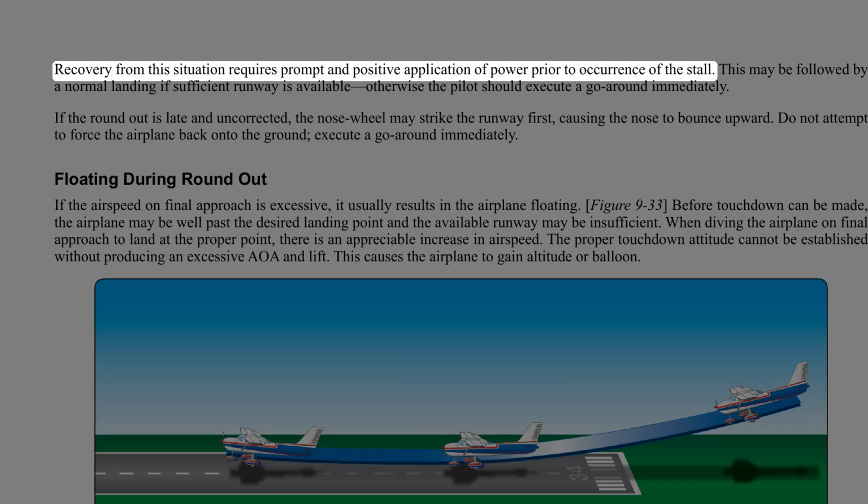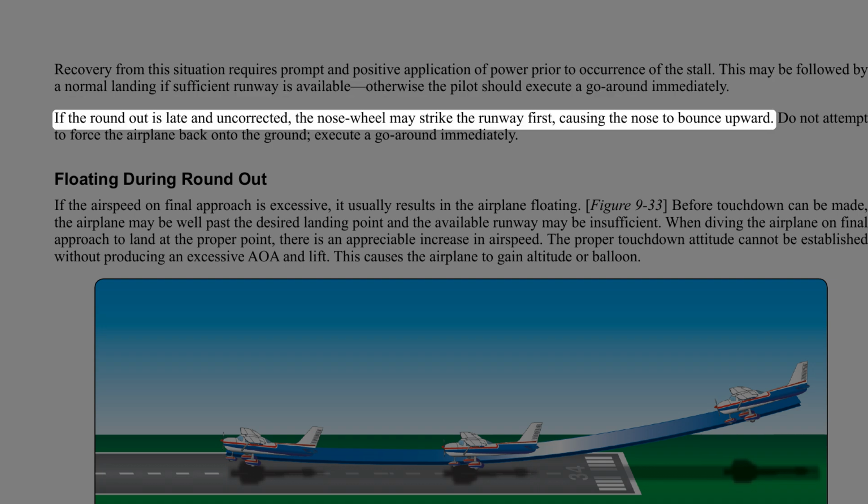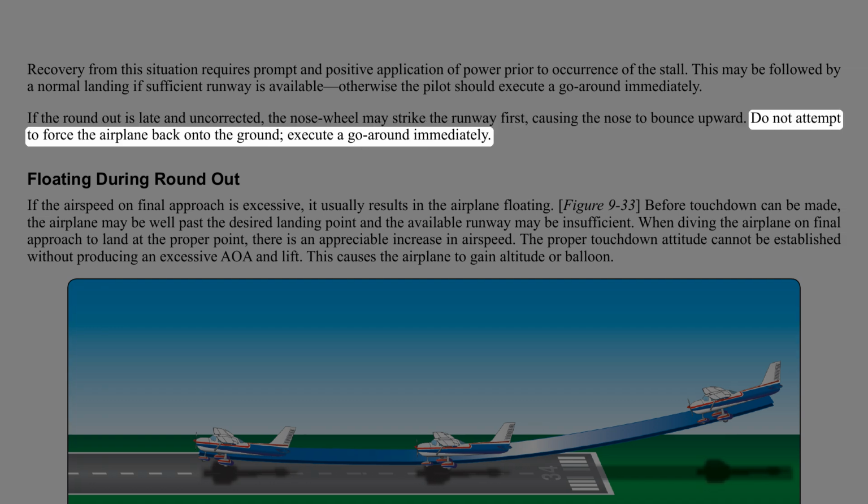Recovery from this situation requires prompt and positive application of power prior to occurrence of the stall. This may be followed by a normal landing if sufficient runway is available, otherwise the pilot should execute a go-around immediately. If the round out is late and uncorrected, the nose wheel may strike the runway first, causing the nose to bounce upward. Do not attempt to force the airplane back onto the ground.